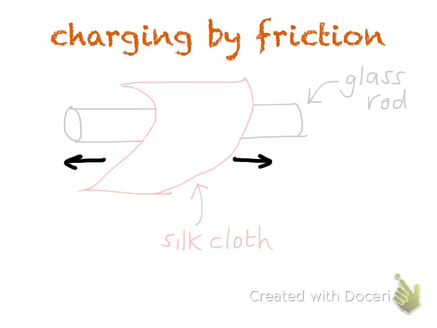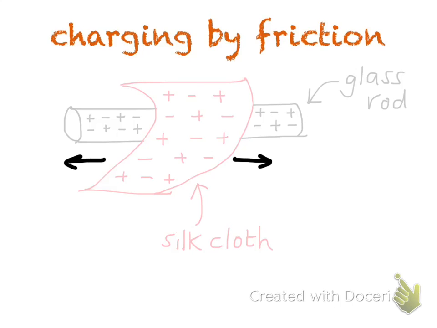Firstly, let's focus on the glass rod. Before we started, that glass rod is neutral. And so I've indicated that by showing that there are as many positives as negatives in that glass rod. Now remember, each of those positives relates to a proton in a nucleus somewhere, each negative to an electron. I can't draw all of them, but what we're trying to illustrate here is there are equal numbers of positives and negatives, and hence that glass rod is neutral. The silk cloth similarly has got an equal number of positives and negatives, and hence is neutral.